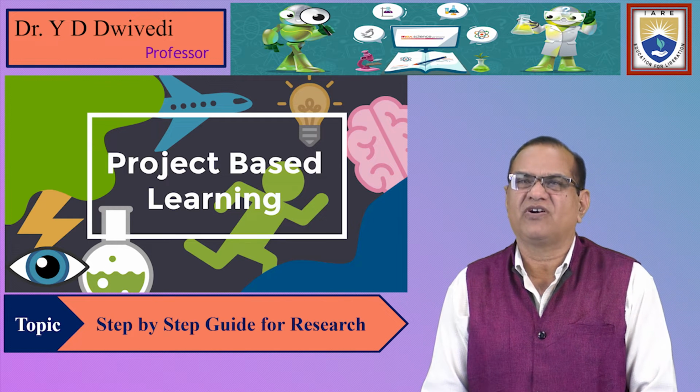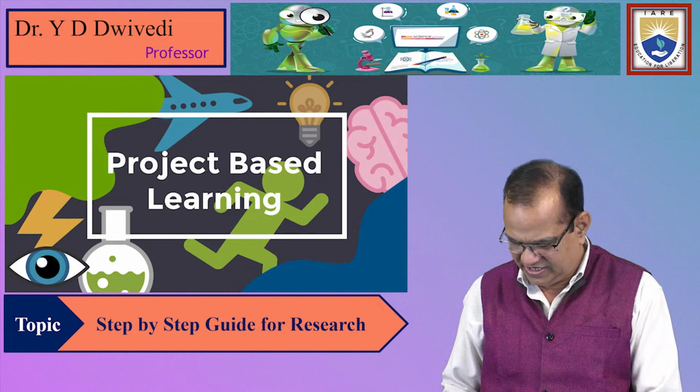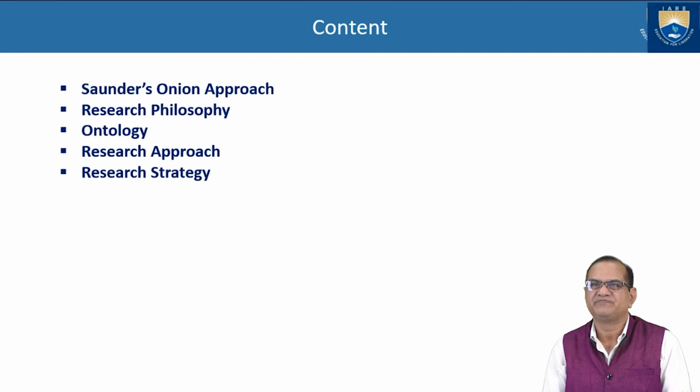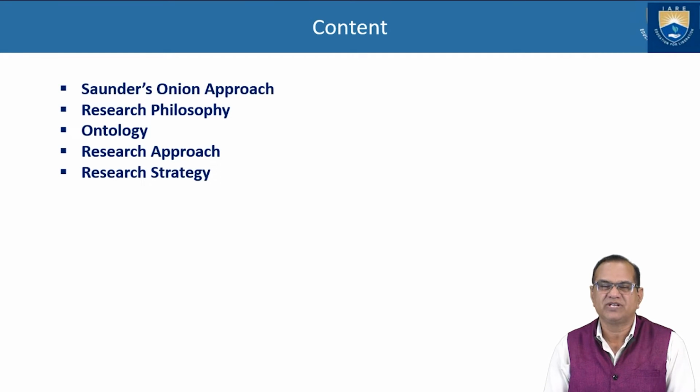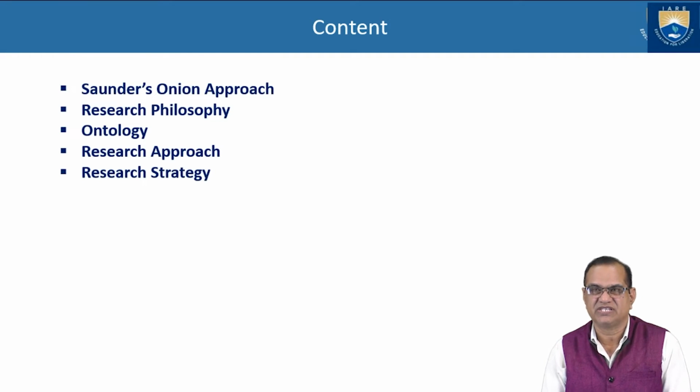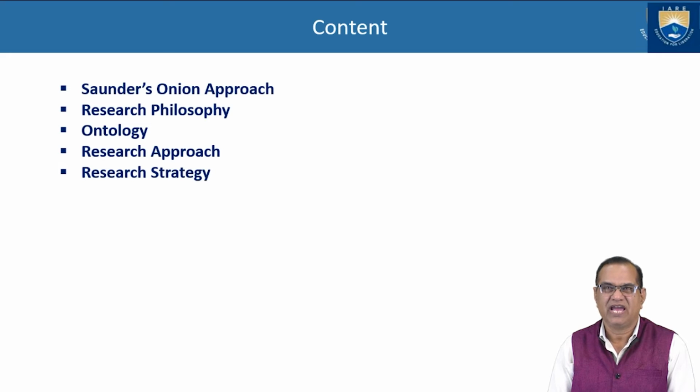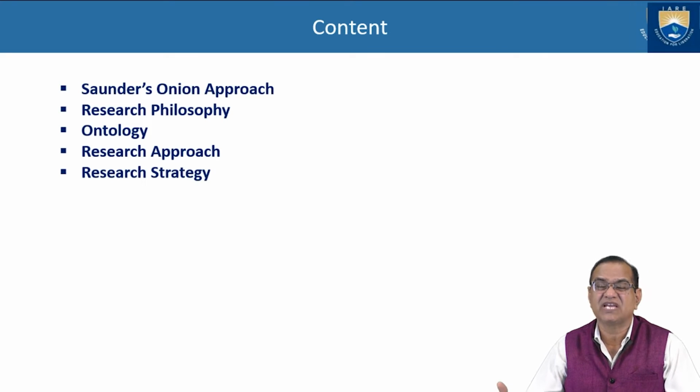Today, I am going for the step-by-step guide for the research. These are the topics which I am going to cover today. First one is Saunders' onion approach, research philosophy, ontology, research approach, and research strategy. The first one is the Saunders' onion approach. He has given some approach and a very nice diagram by which we can go ahead and do some research by following these steps.